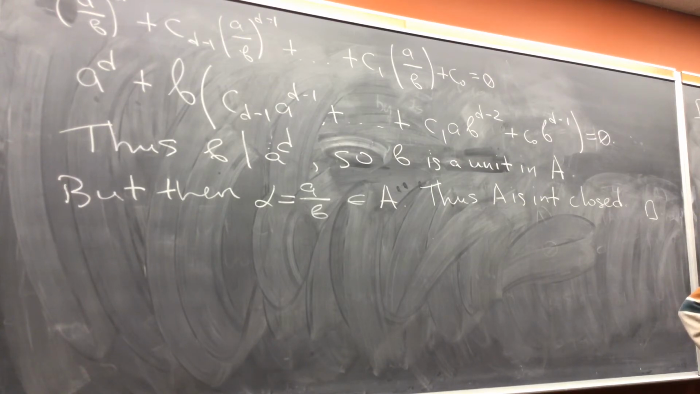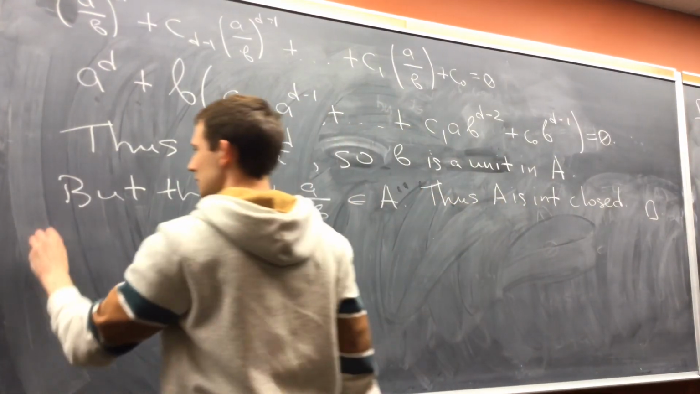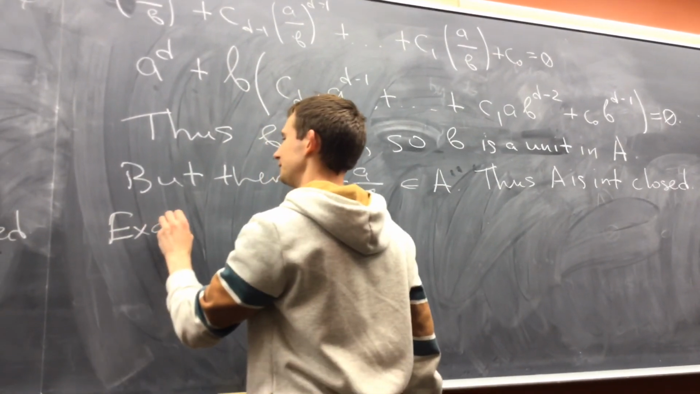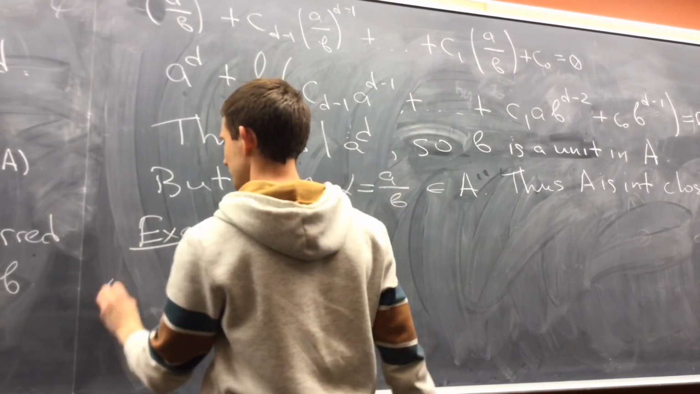There's Z. There's the Gaussian integers. There's K[x], where K is a field, and any number field with class number 1. So tons of things. Okay, so let me give you some examples now. There's going to be many of them. Let's go for example 1.